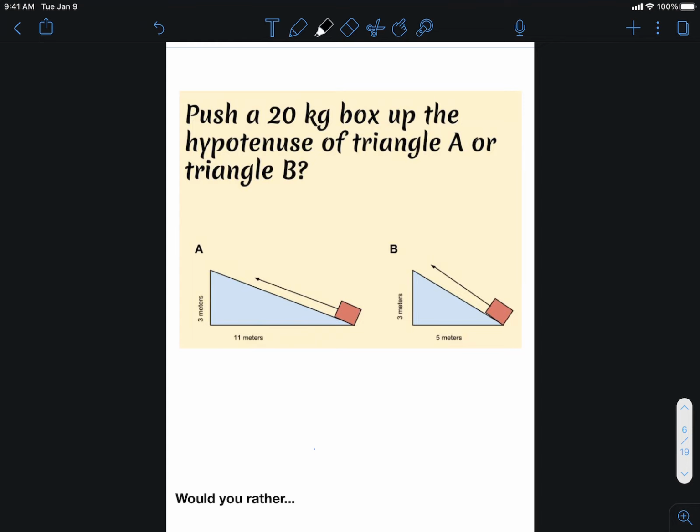Because your question here is, you want to push this box up the hypotenuse of one of these two triangles, or both, I suppose. And your question is, which one's going to be harder to do, right? So would you rather push the box up, we'll call it ramp A, or would you rather push it up ramp B?